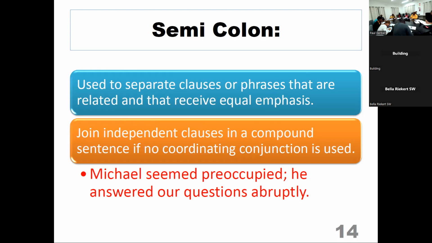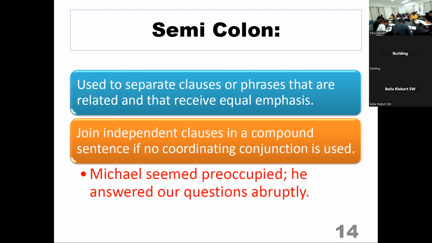This is used to separate clauses or phrases that are related and that receive equal emphasis, so they're both very important. It joins independent clauses in a compound sentence if no coordinating conjunction is used. Here's your example: Michael seemed preoccupied; he answered our questions abruptly. Sometimes I would say it's a bit of a longer pause than what you have when you're working with a comma.